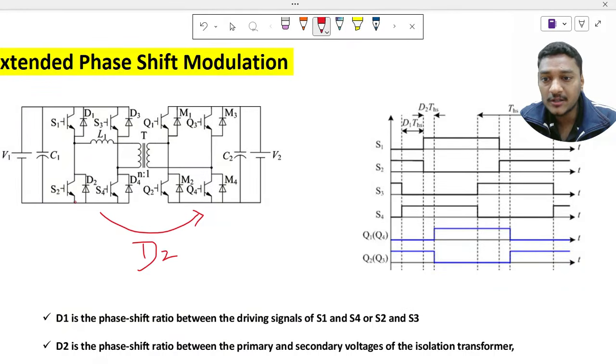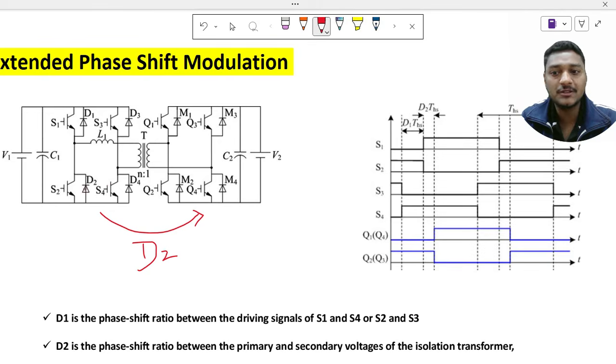So if S4 and S2 are turned on at the same time, then current will circulate here. If S1 and S3 are turned on at the same time, the current will circulate here only. Okay, so one through the switch, another through the body diode. This is how we are trying to make the voltage across this particular branch 0.